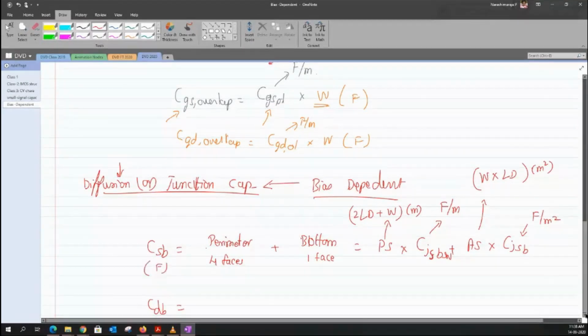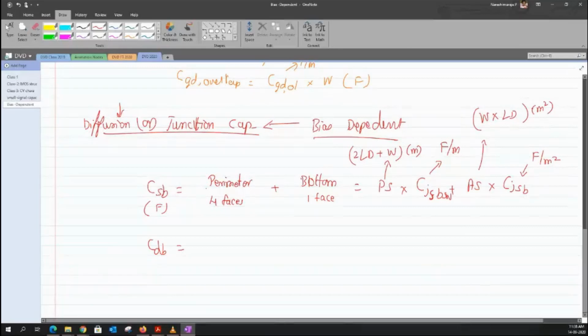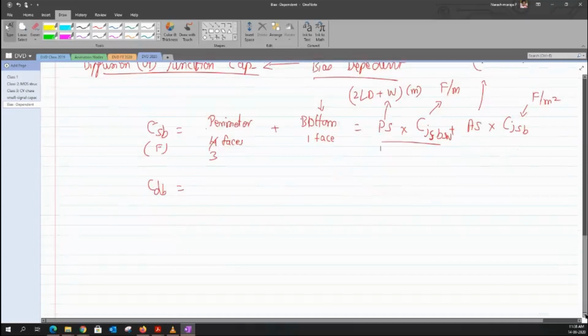Clear? So it is not only across the source and the body that we have this diffusion capacitance, across the drain and the body also we have, right? So again, we can split this into the sidewall capacitance plus the bottom plate capacitance. And again, one could write it in terms of perimeter times the capacitance in terms of farad per meter, and the area of the bottom plate multiplied by the farad per meter square capacitance units. Clear? So now, without any proof, I'm just going to write these capacitance expressions.